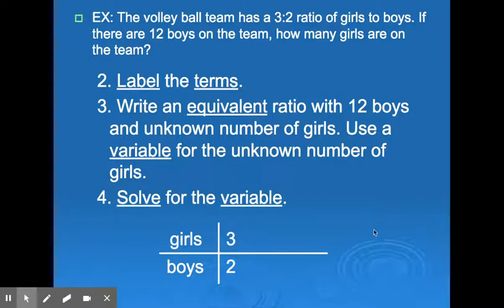Write an equivalent ratio with 12 boys and an unknown amount for the girls, and use a variable for the unknown number of girls. So in this case, we'd use G, and then we solve. So what is the connection? How do I get 2 to become 12? How do I build up 2 boys into 12 boys? Well, I would multiply by 6 and just apply that same thing here to the girls. Multiply 3 by 6, and you get 18.